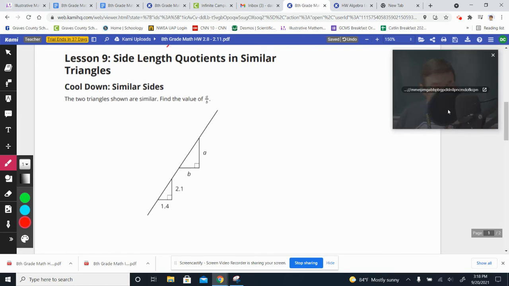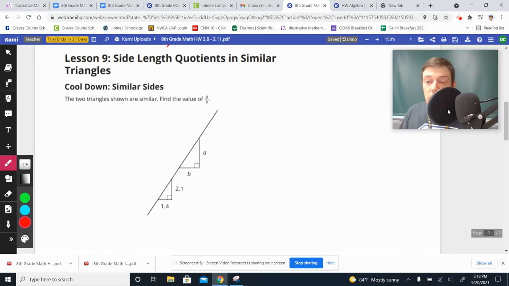Lesson 9. I'm putting this one on there too just because it really falls in with what we talked about today. Two triangles are shown to be similar, the smaller and the larger one here. The value that we're trying to find here is A to B. So we're trying to find the ratio of A to B. Now, because these are similar, A to B should be equivalent to 2.1 to 1.4.